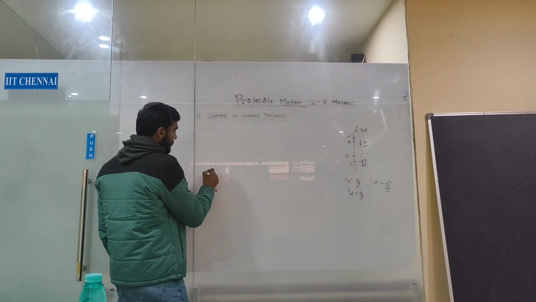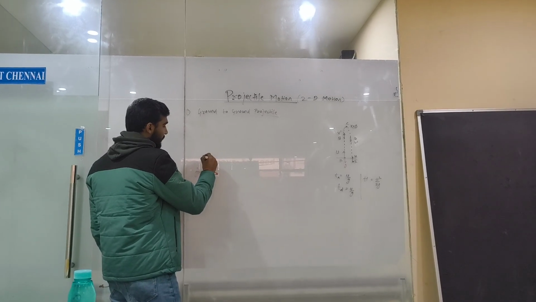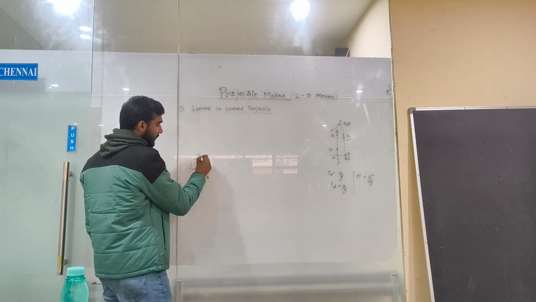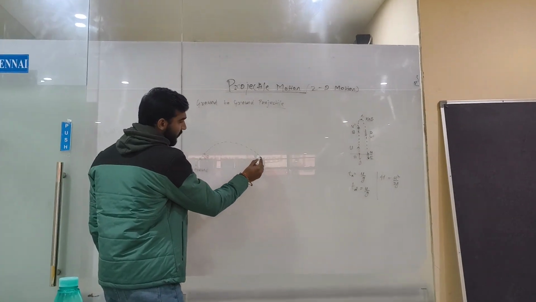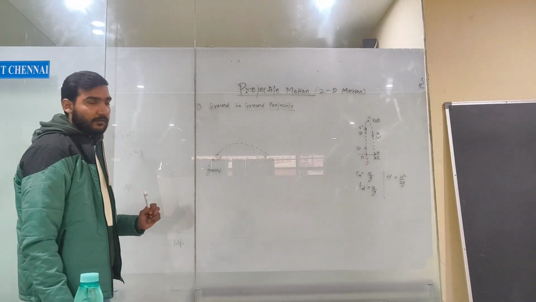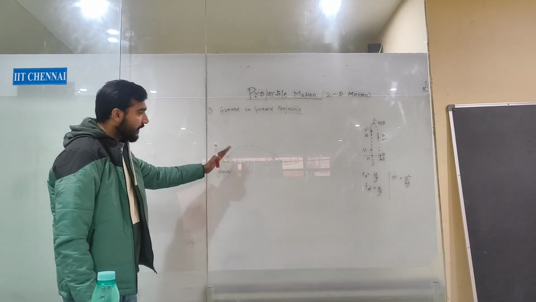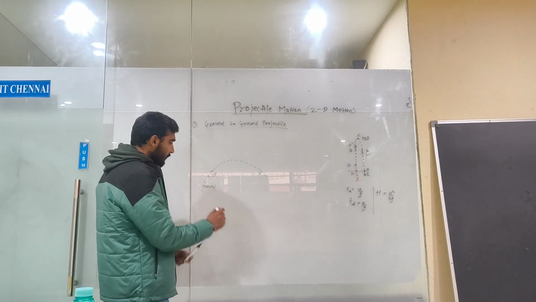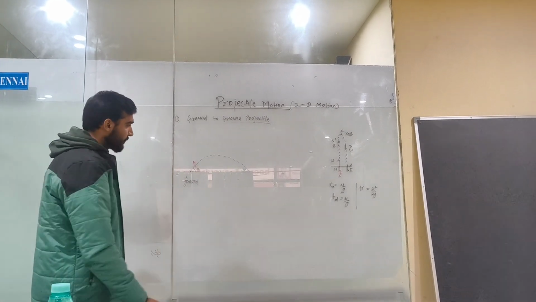Let's say this is the ground, and we have projected an object at an angle theta with the ground, with the horizon, and it will go like this way. So remember the first statement Galileo has said: motion in two perpendicular directions are independent of each other. So first of all, we have to split. Let's say this is the velocity u.